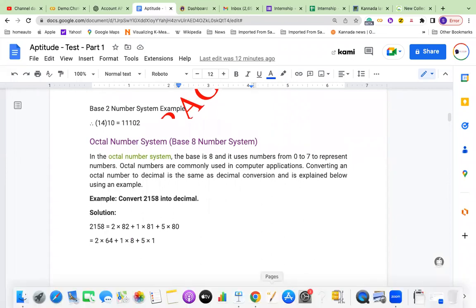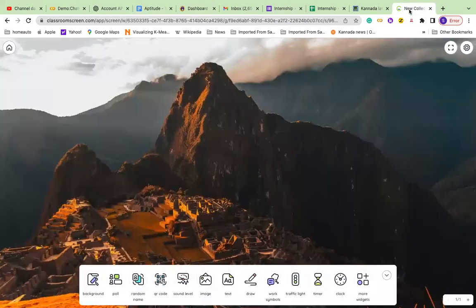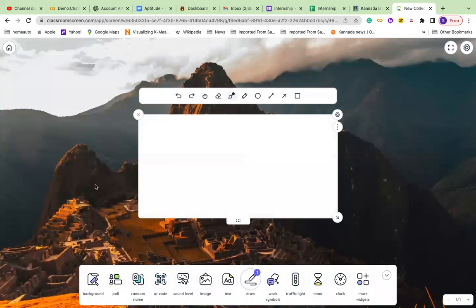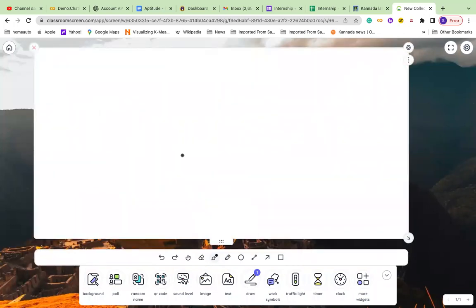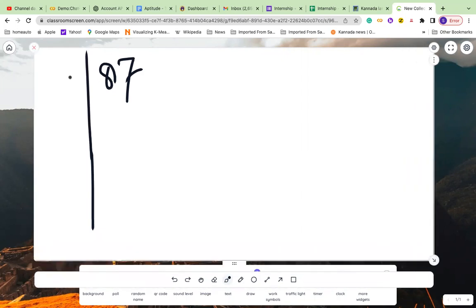Let us do the decimal to octal number conversion. How should we convert decimal to octal number? Let us think that way. We'll do one example: 87, I should be converting to octal number. How should I do? Anyone? Divide by 8. Yeah. If you are not able to understand, you can raise your hand and ask the question.